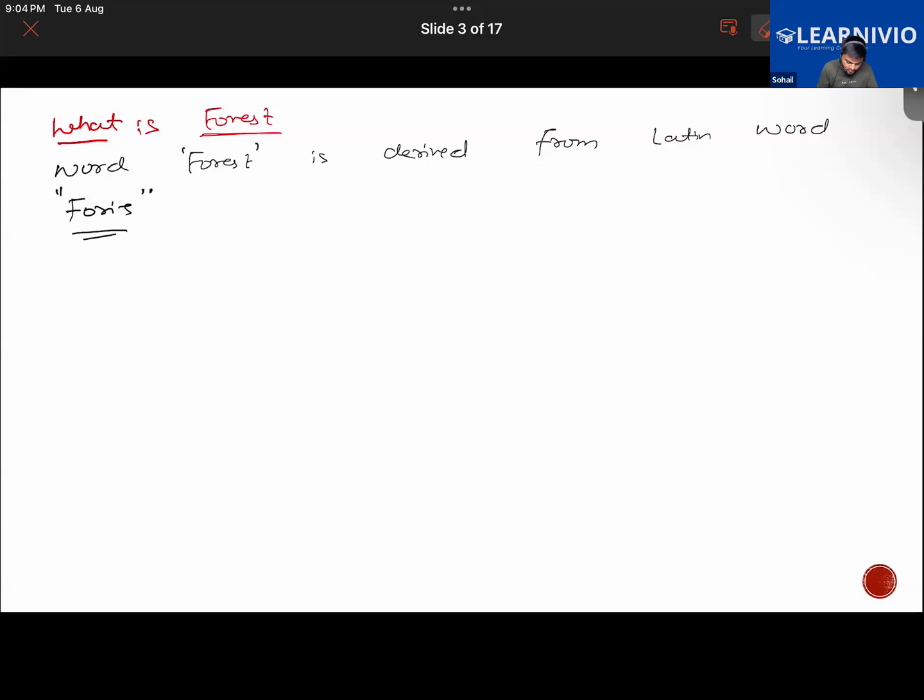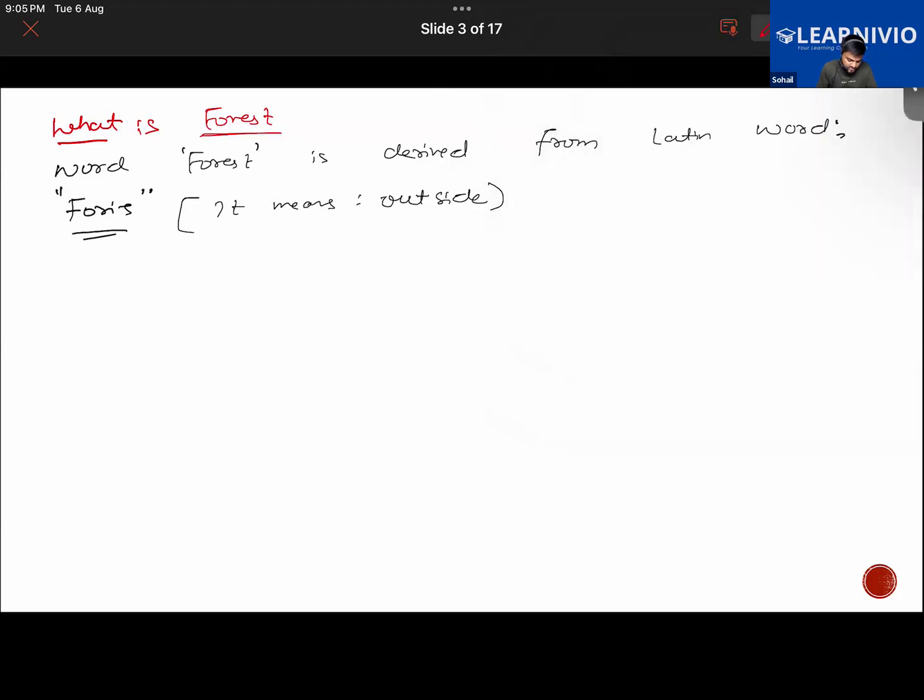Now you must be wondering what this term means. So the term Foris means outside. It means outside the village boundary, or outside the place where people are living. Outside of what? Outside of places which are inhabited by humans. So outside of the places in which we are living. Getting it now? So that is how the word forest came into origin.